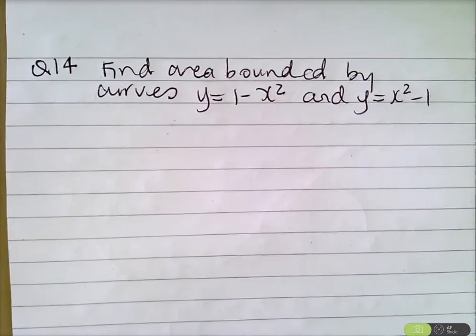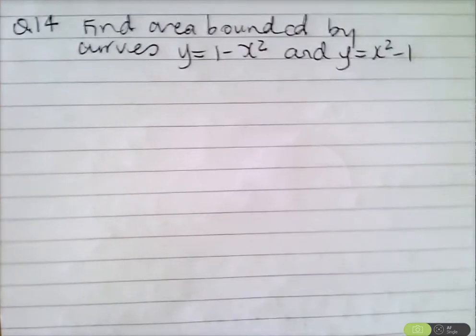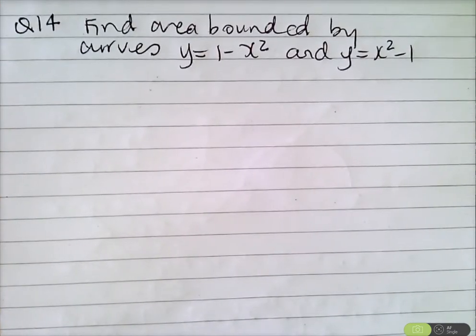What about question 4? This is question 14. I want you to attempt it on your own. I need a sketch. I need points of intersection. You need to know which curve is above the other curve. Okay? These are very simple. One is just a concave down parabola shifted 1 unit up. And the other one, because y equals 1 minus x squared, is y equals negative x squared plus 1. The other one is a concave up parabola shifted down 1 unit.